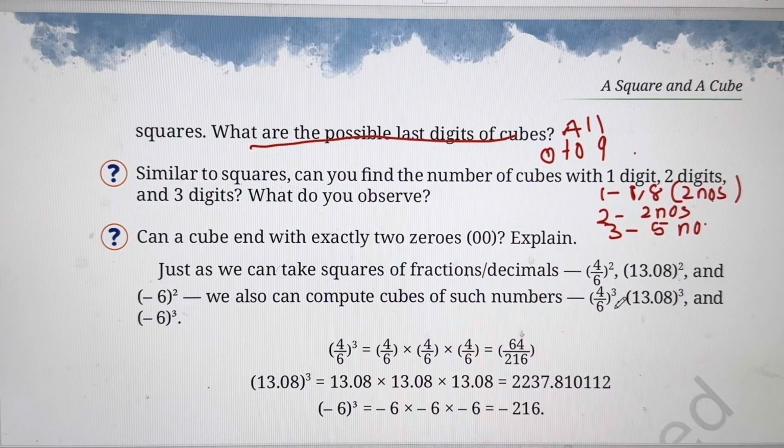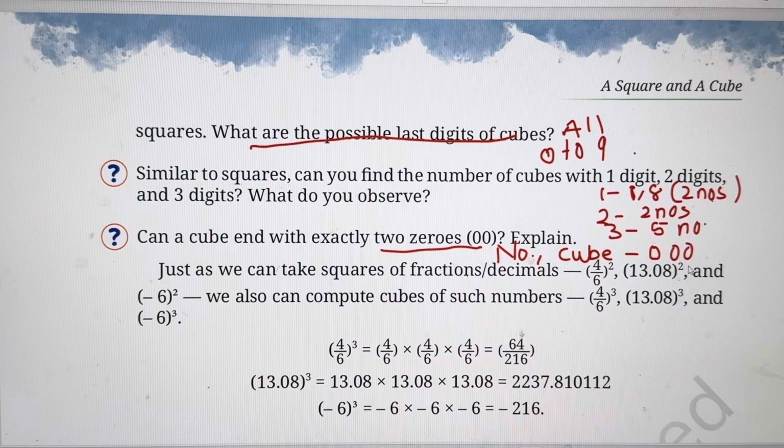Now there is another question. Can a cube end with exactly 2 zeros? No. Why? Because we understood earlier that a square number can have 2 zeros. A cube number will have 3 zeros at least, or multiples of 3. Means 3 zeros or 6 zeros, 9 zeros, right?